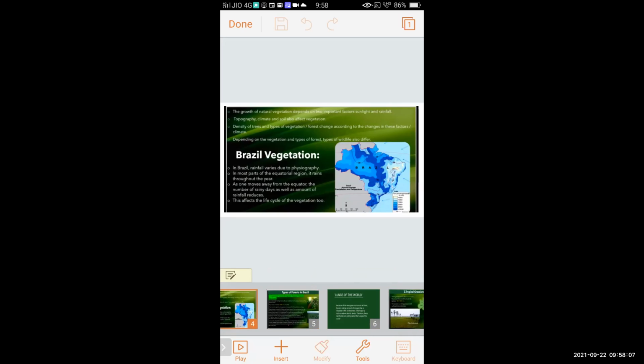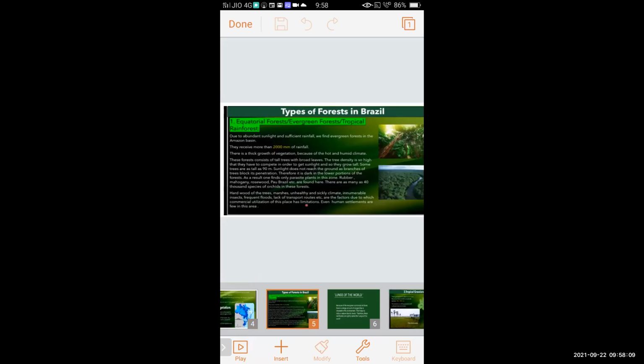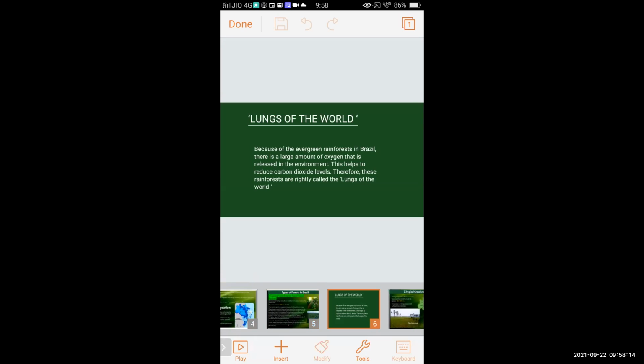So this is the revision we have done about natural vegetation and forest. In the last period, we saw the vegetation of Brazil, the different types of forest in Brazil, and why Brazil is called the lungs of the world. Brazil is called the lungs of the world because of the evergreen rainforest in Brazil. A large amount of oxygen is released into the environment. This helps to reduce the carbon dioxide level.